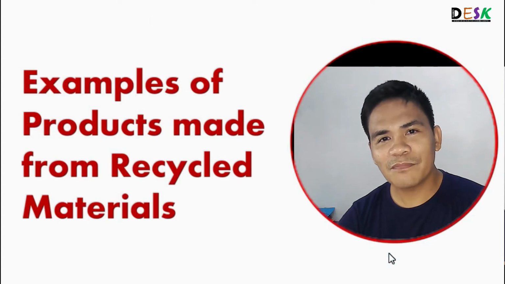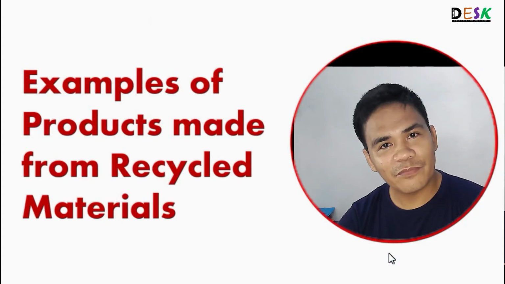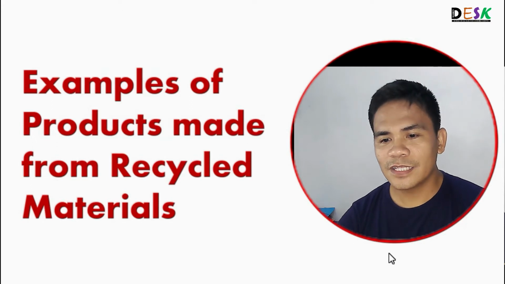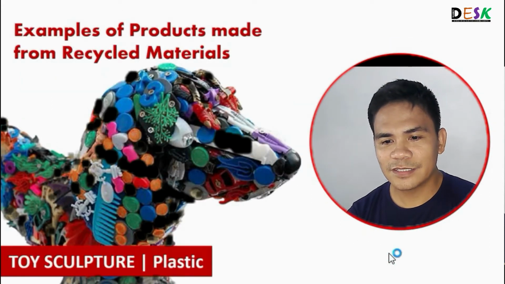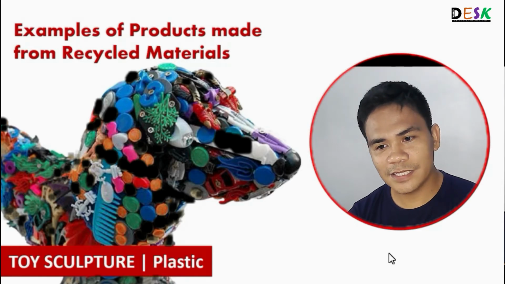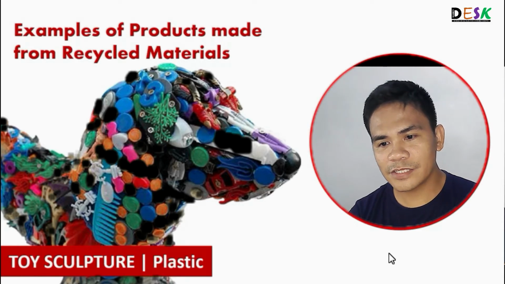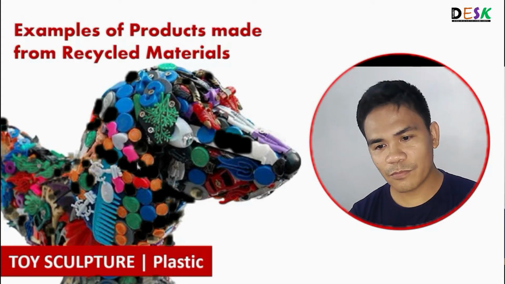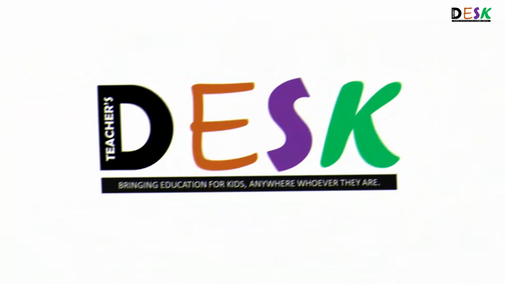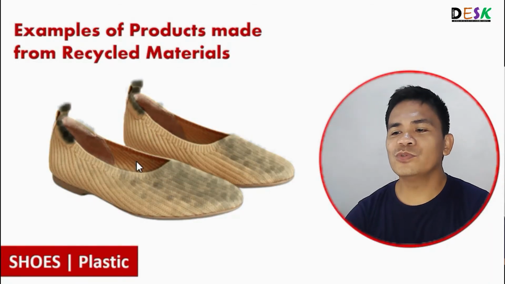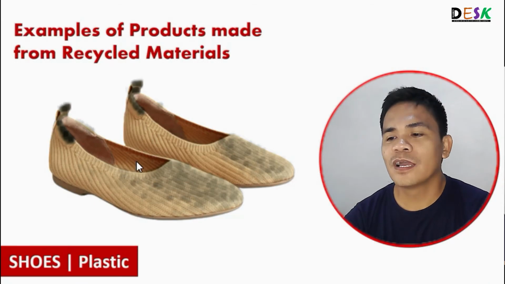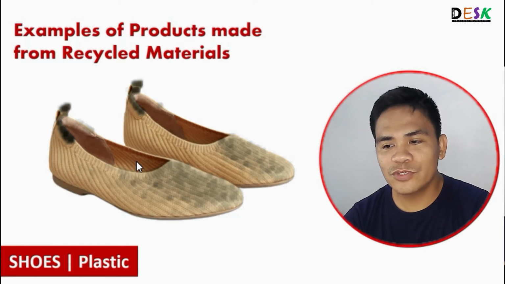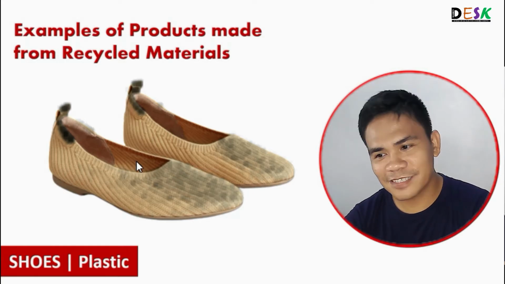Now let's see some examples of products that are made from recycled materials. Let's see this one. This is a toy sculpture. It's made up of plastic. Can you recognize the plastic waste that was put together to form this sculpture? Shoes! Who would dare to say that this pair of shoes was made from recycled plastics? Would you?